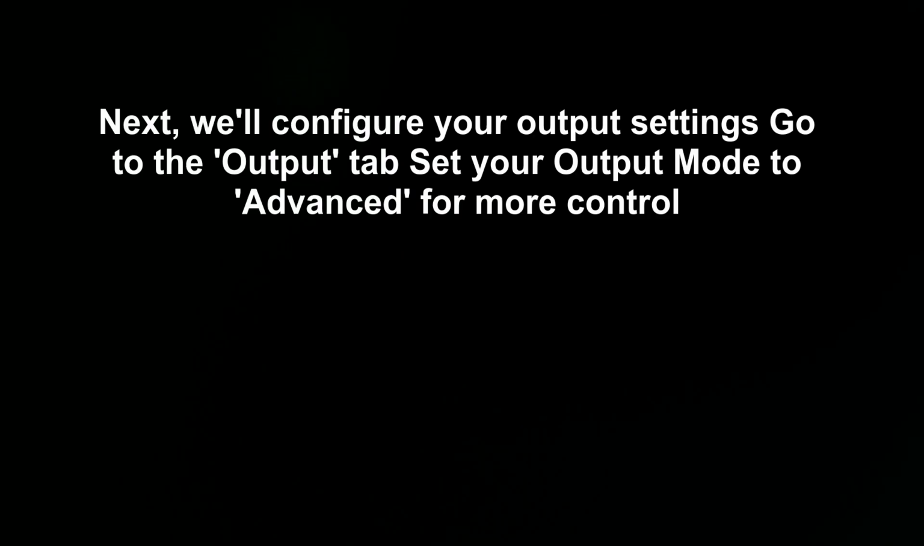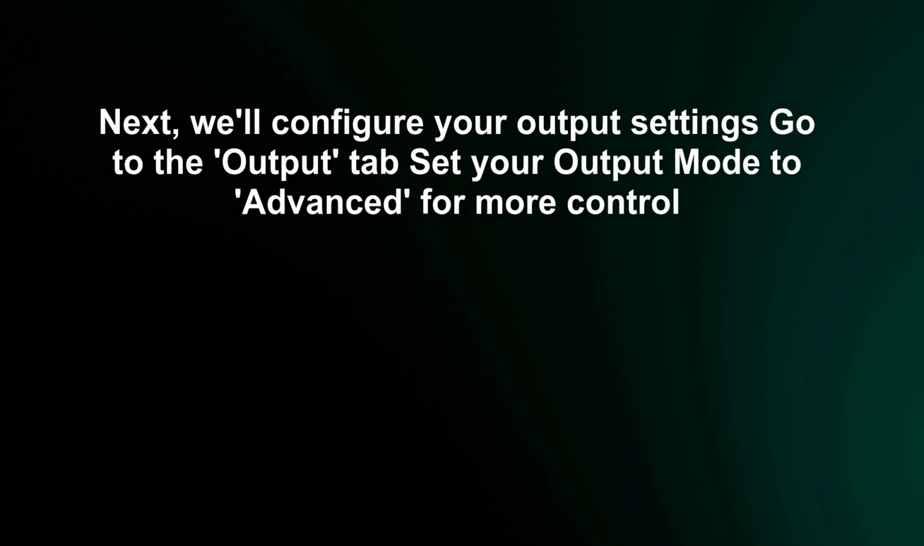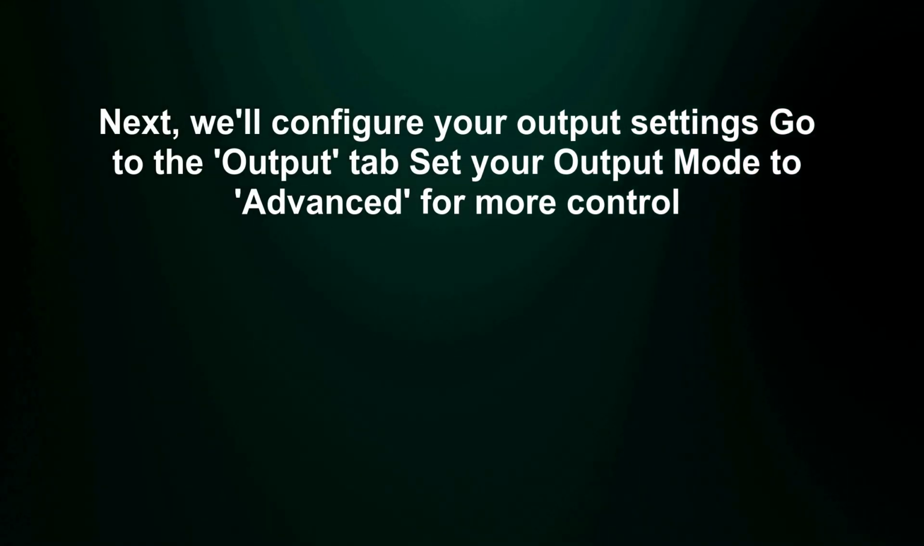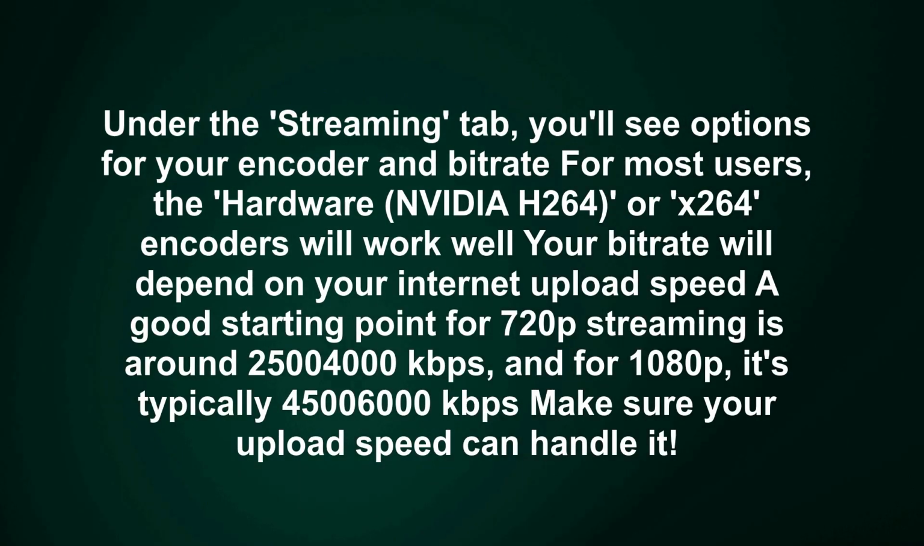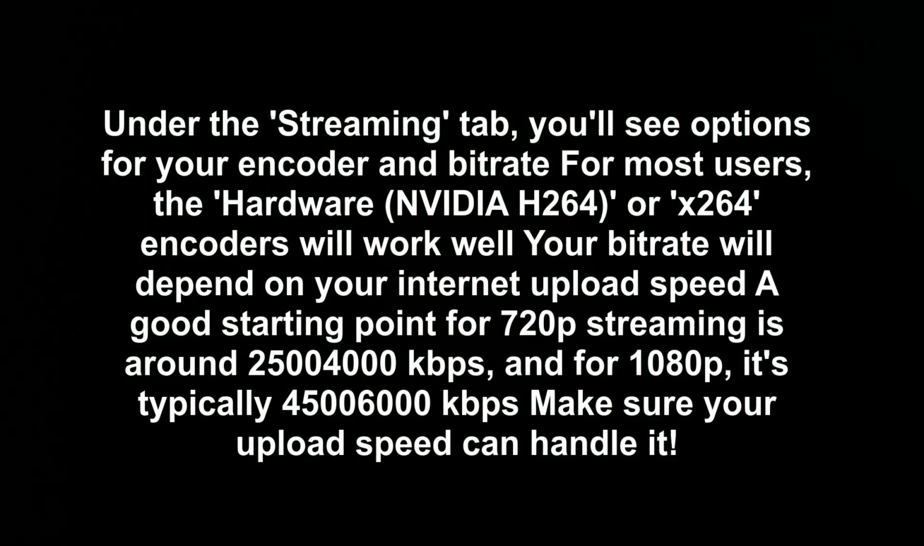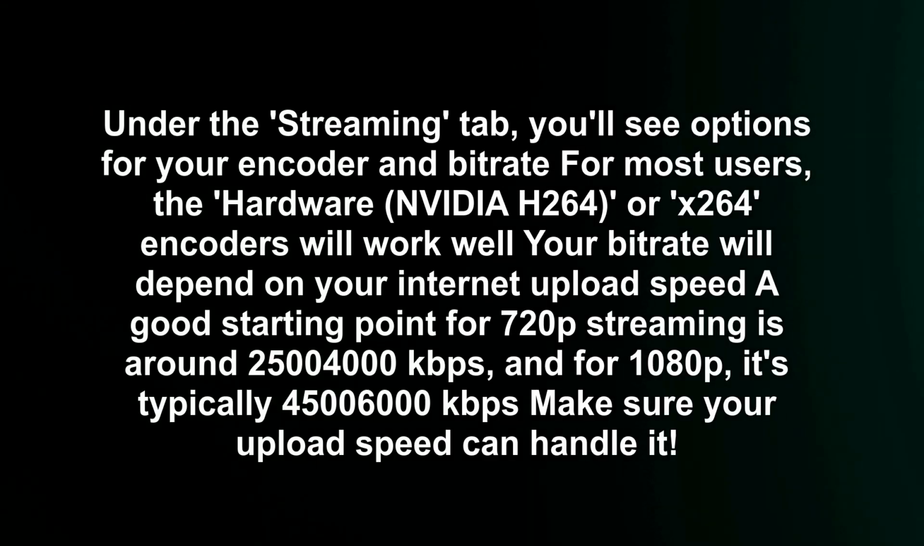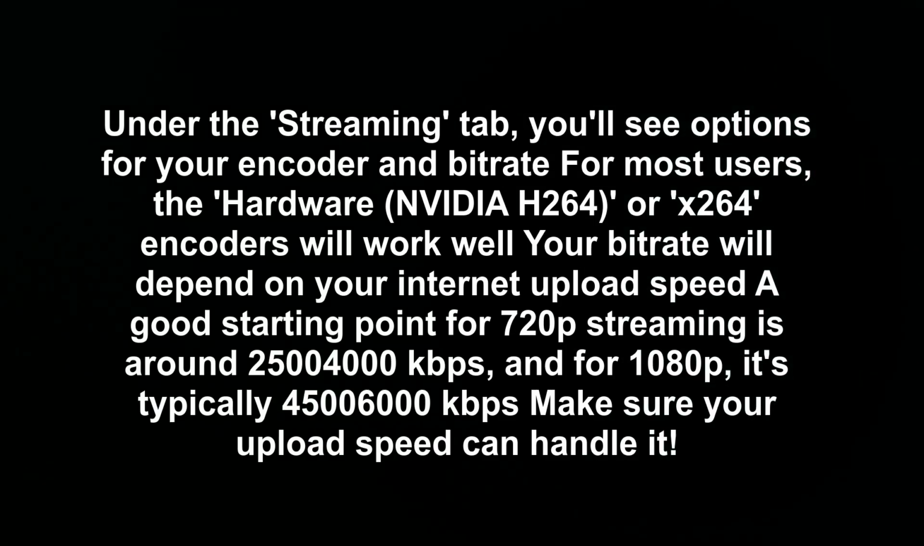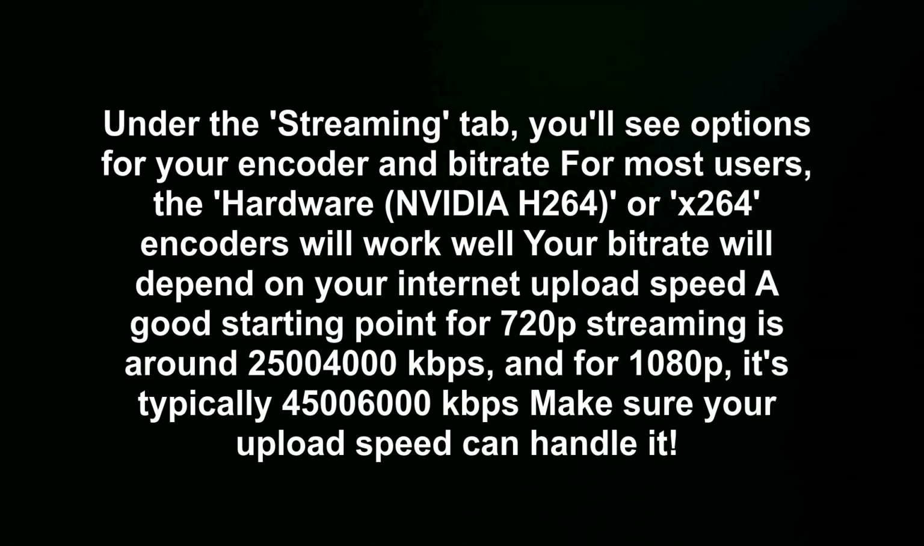Next, we'll configure your output settings. Go to the Output tab, set your output mode to Advanced for more control. Under the Streaming tab, you'll see options for your encoder and bitrate. For most users, the hardware NVIDIA H264 or x264 encoders will work well. Your bitrate will depend on your internet upload speed.